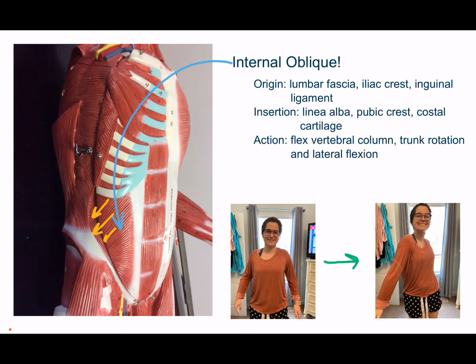Well, actually, hang on, let me backspace that. They're going to run like that towards your linea alba. And they originate at your lumbar fascia, your iliac crest, which is right here, your inguinal ligament, which is also right here. It's going to insert at your linea alba, your pubic crest, and your costal cartilage. Its action is the same as its brother, the external oblique.